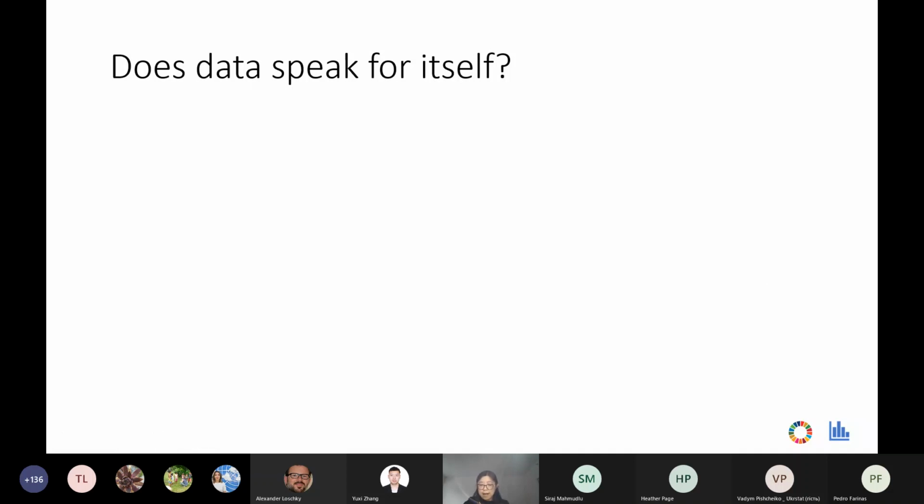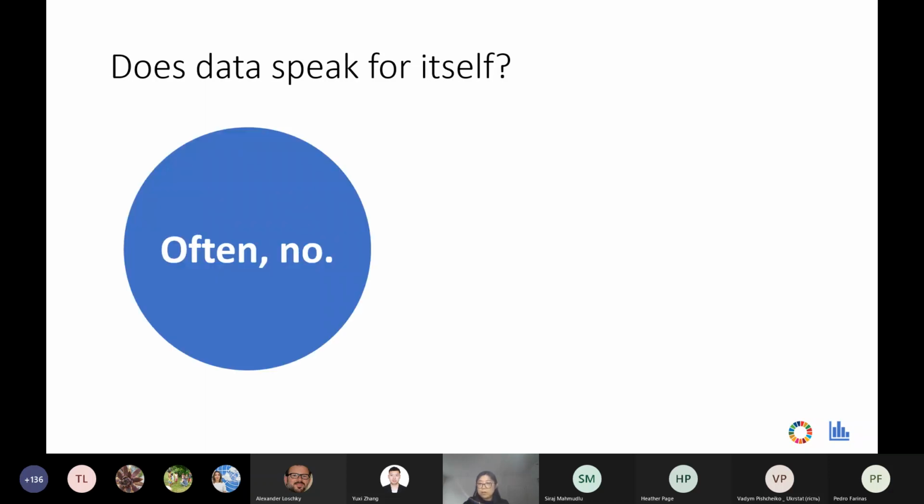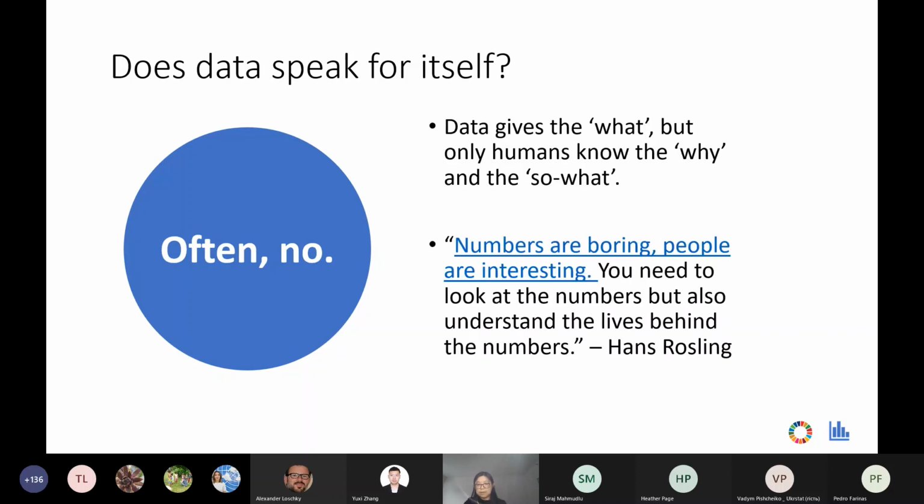We know data helps us better measure and understand things. It is very powerful. It changes perceptions and drives changes and actions. However, can data do these things on its own? I would say occasionally. And oftentimes, no. Most of the time, data does not speak for itself, because data gives the what, but only humans know the why and the so what. As Hans Rosling said once, numbers are boring, people are interesting.